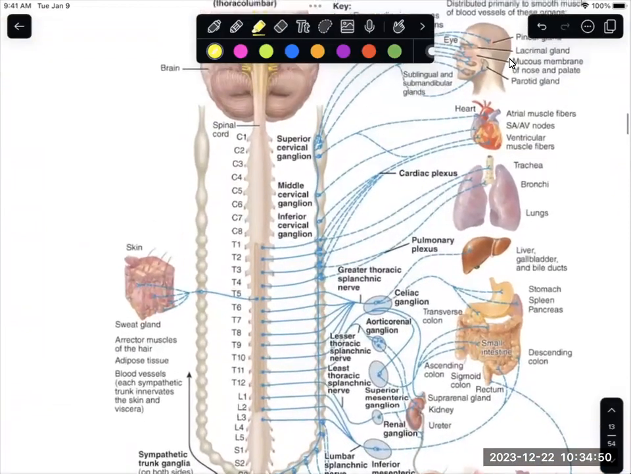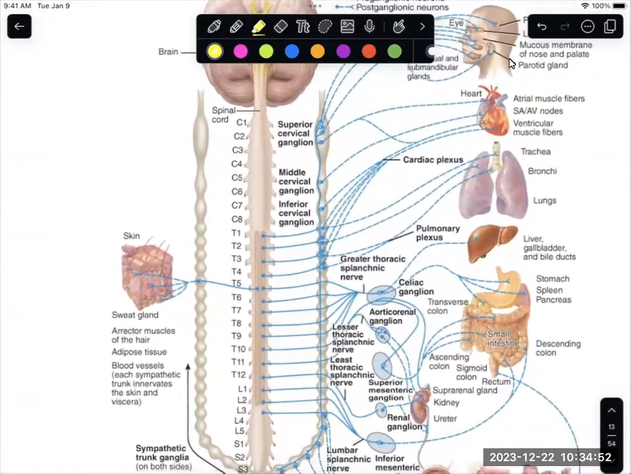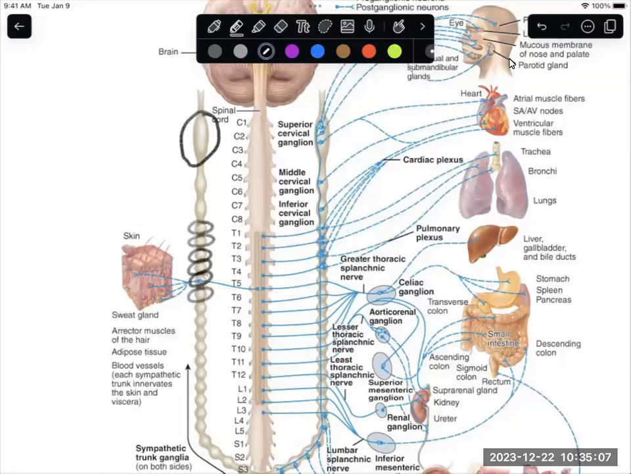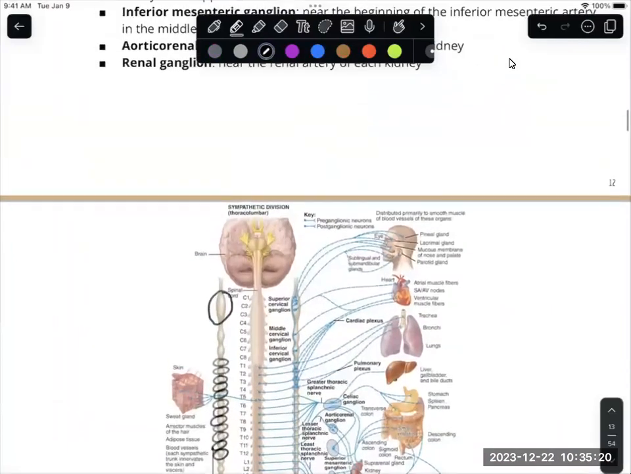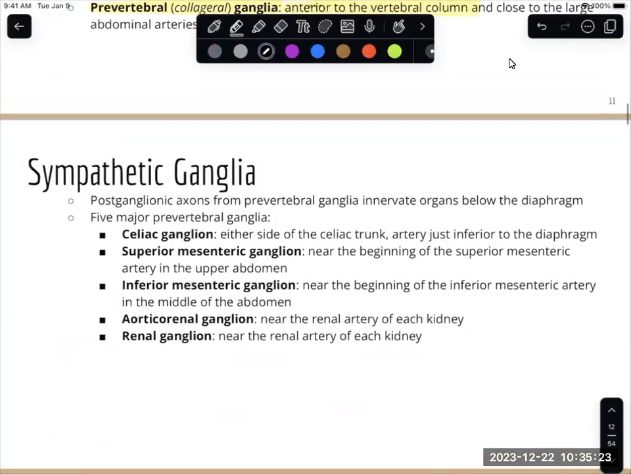So we have, these are all ganglia, all of these little enlargements here. This is the superior cervical ganglion. It's fairly large. But then when you get to the thoracic, you have one. These are all individual ganglia at each individual level. So let's look at some of these sympathetic ganglia and where they are found.